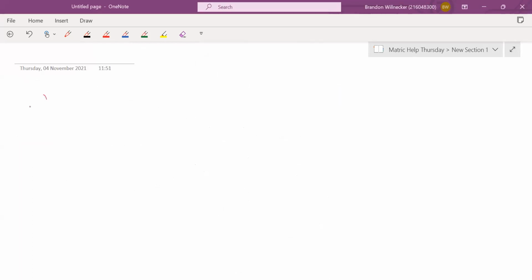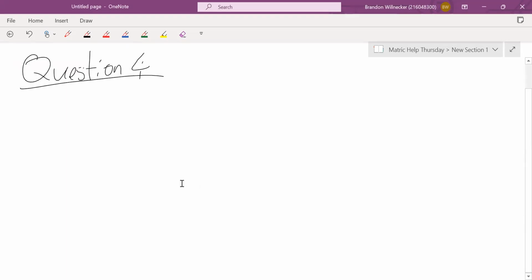Okay, so we've got another question here. This is question 4. Okay, so we've got a function f. So f of x is equal to ax squared. Okay, and we have that the domain for this function is x is less than or equal to 0. Okay, so it's everything on the left-hand side.